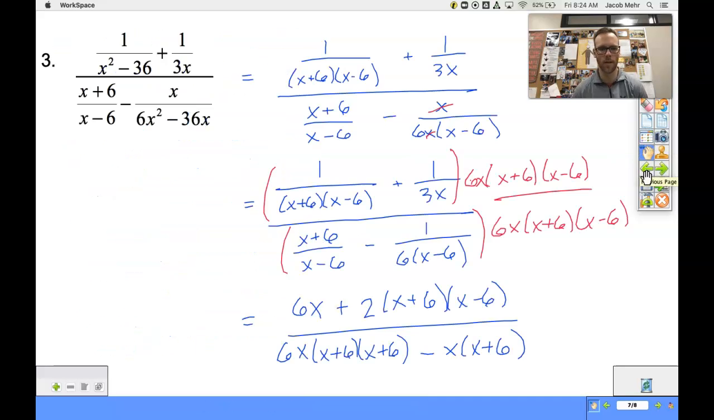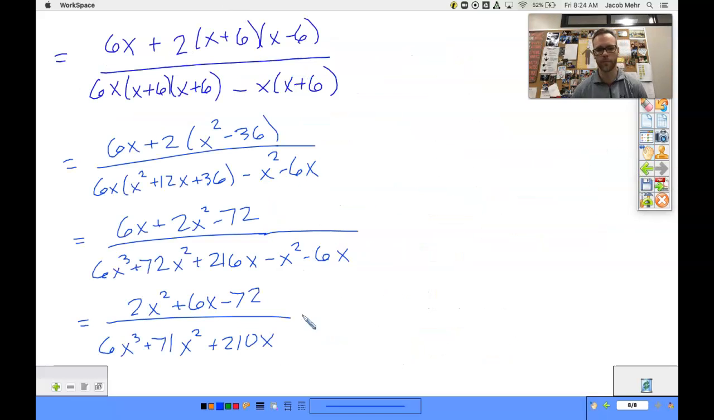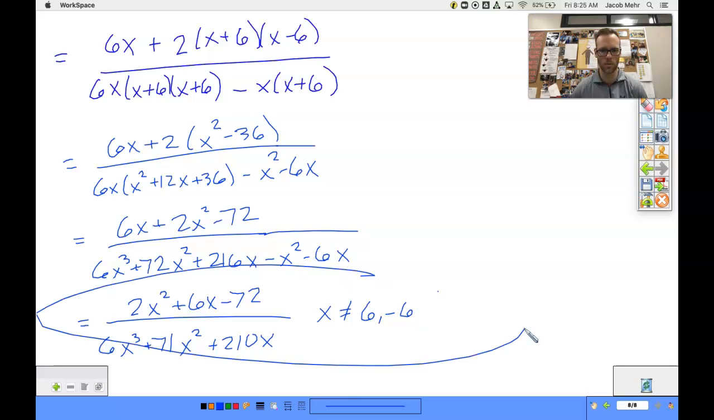What are the excluded values? Well, notice in the original, x can't equal negative 6 or 0. So those would be our excluded values. Actually, I don't need to put 0 on there because it's clear that 0 also makes this one undefined, so I can get rid of that one. 6 and negative 6, though, would be our excluded values.